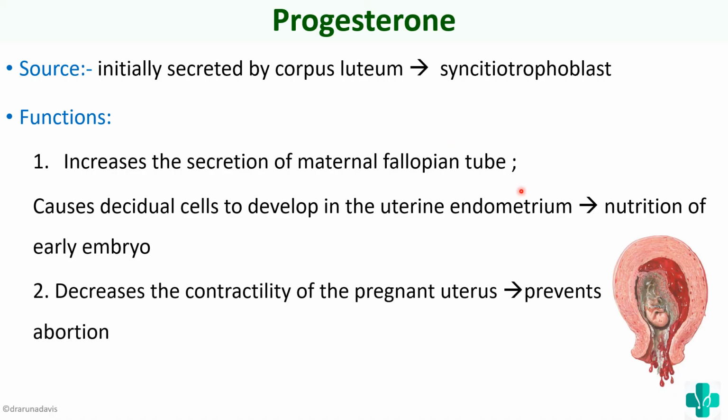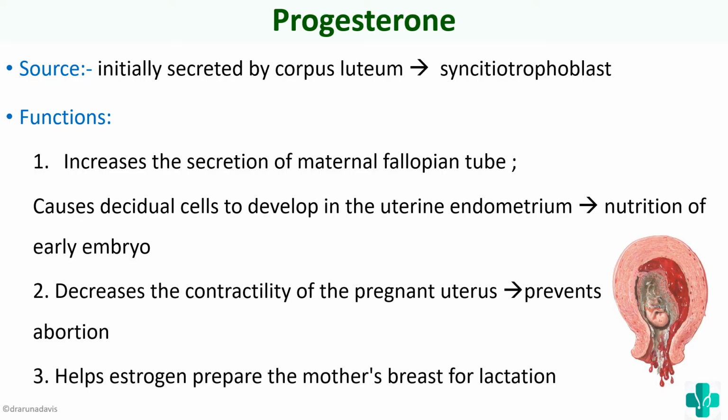Next, it decreases the contractility of the pregnant uterus and thus prevents abortion. So it prevents spontaneous abortion. This is a picture which shows spontaneous abortion. Basically, progesterone will protect the fetus or the growing embryo from spontaneous abortion. It also helps estrogen prepare the mother's breast for lactation. So these are the functions of progesterone.